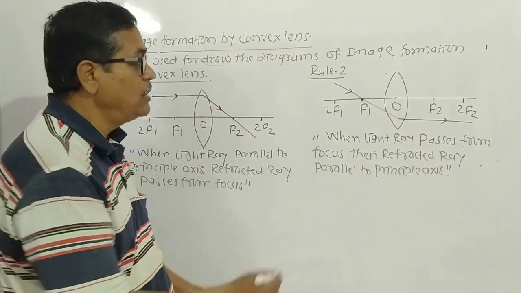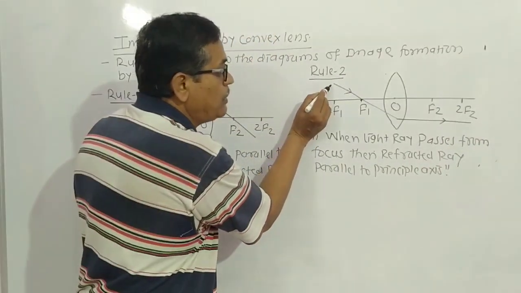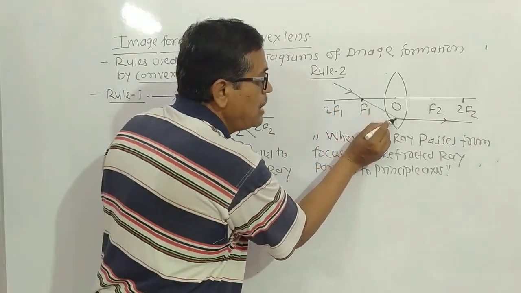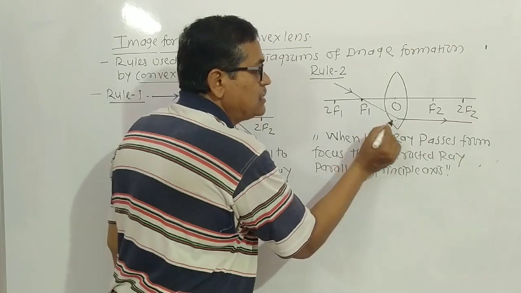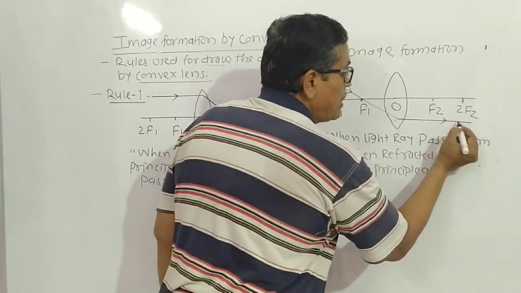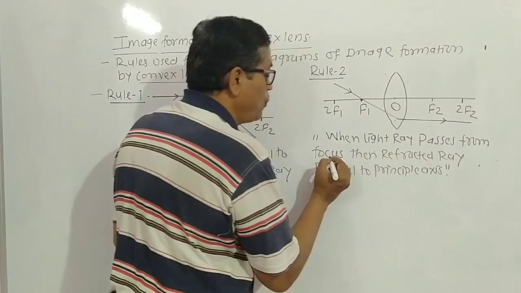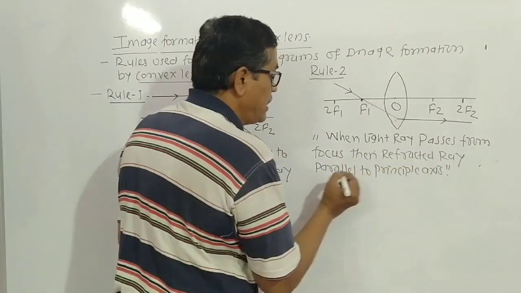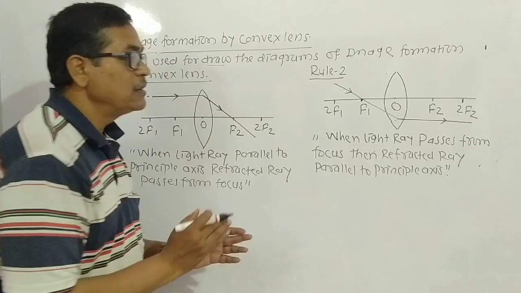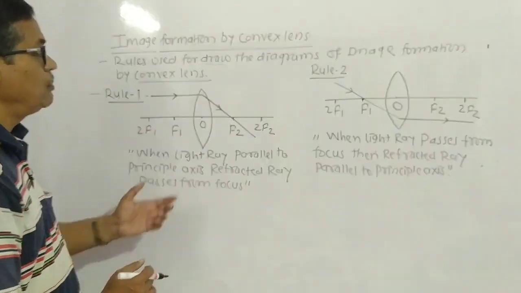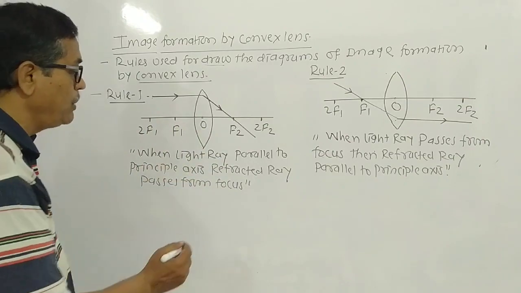Look again, dear student. Rule number two: when a light ray passes through the focus and is incident on the lens, then the refracted ray is parallel to the principal axis. That is rule number 2. Then what is rule number 3?